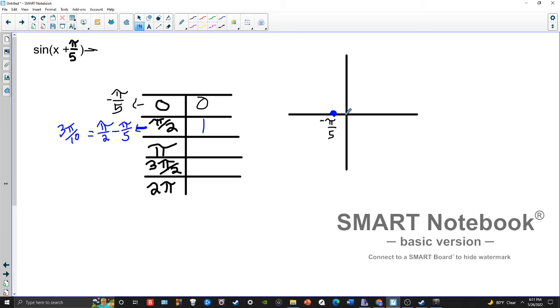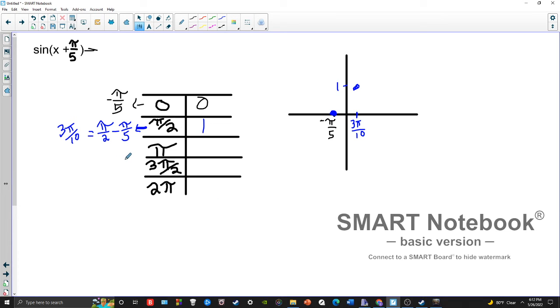So I'm going to go somewhere over here. Here's 0, 3 pi over 10. We're just going to eyeball it here. Maybe it's right there. 3 pi over 10. And that's going to be the point where I hit my 1. Right? That's going to be the vertex of that little hump there.